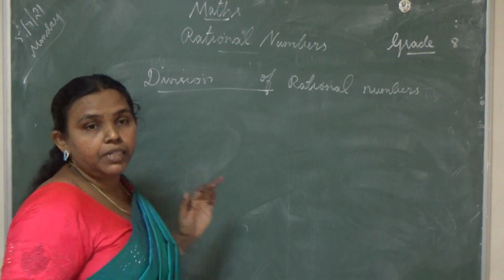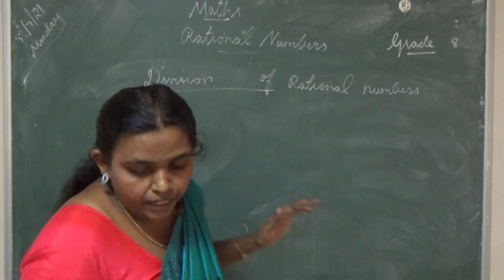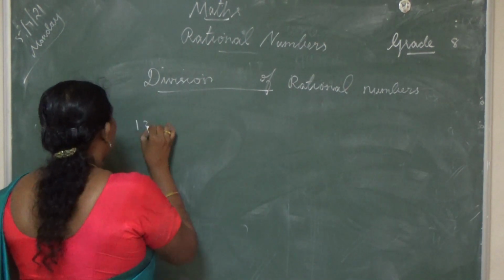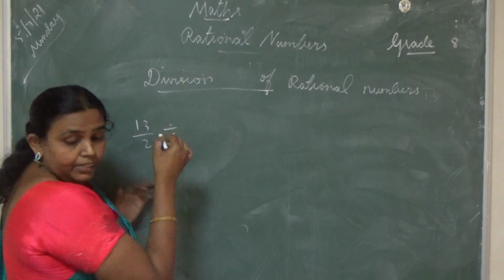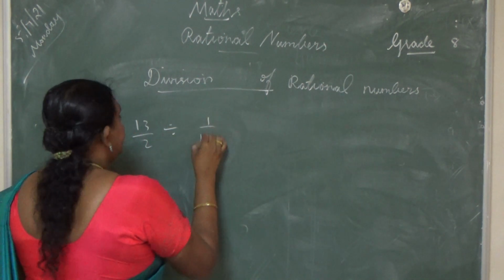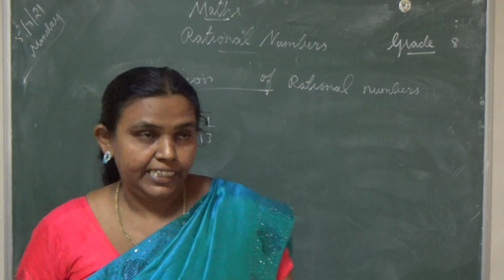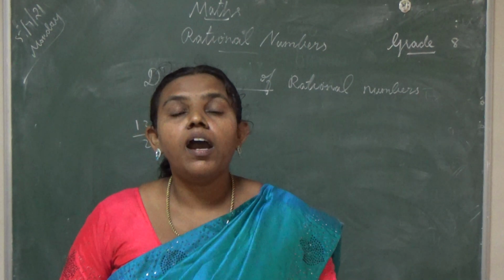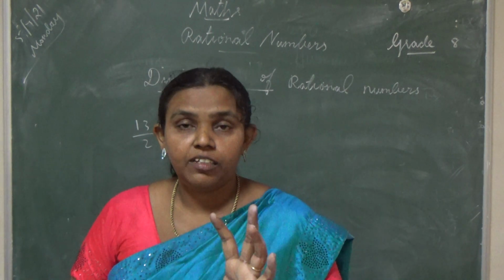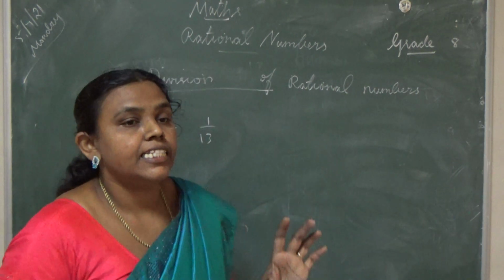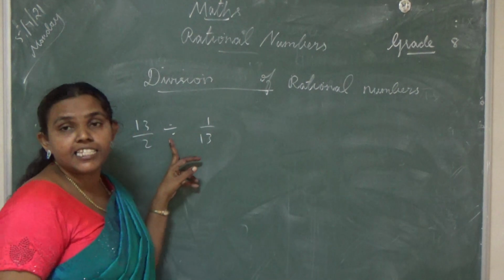Okay. So what is the number? 13 by 2 divided by 1 by 13. For division, listen carefully, you just have to change the sign.